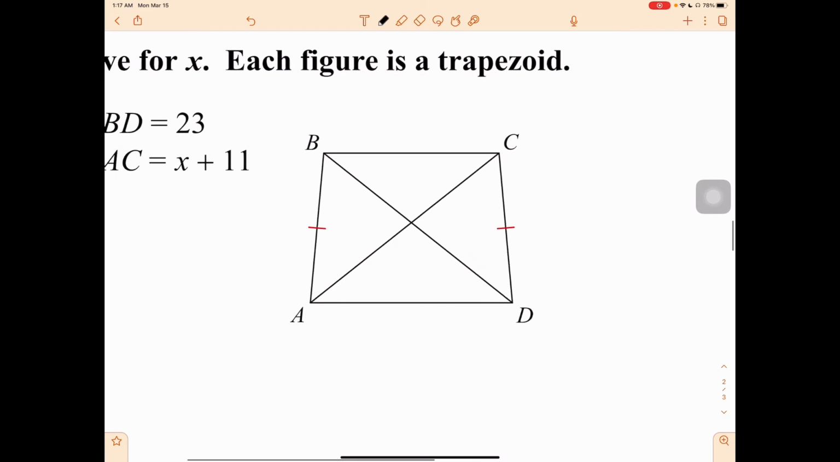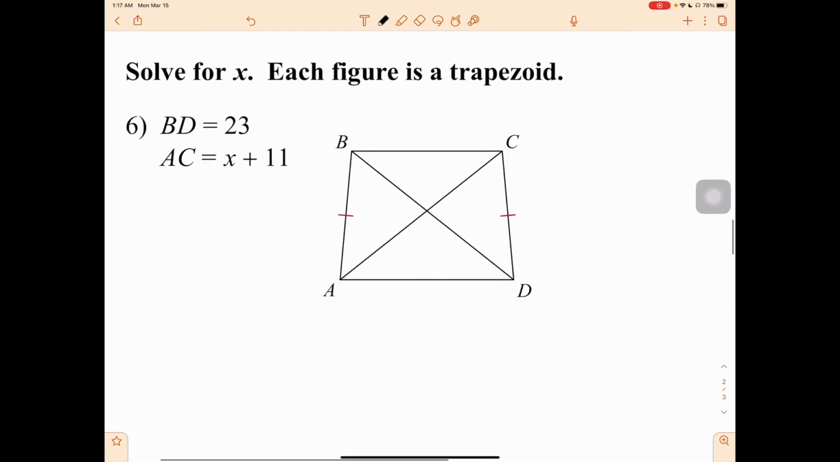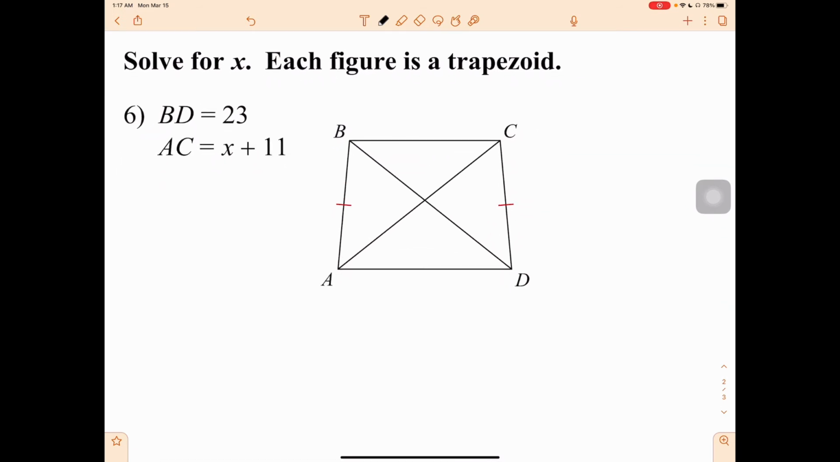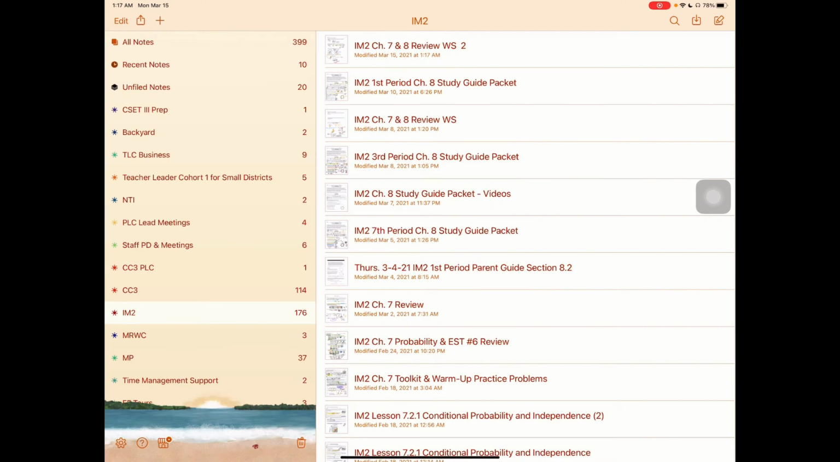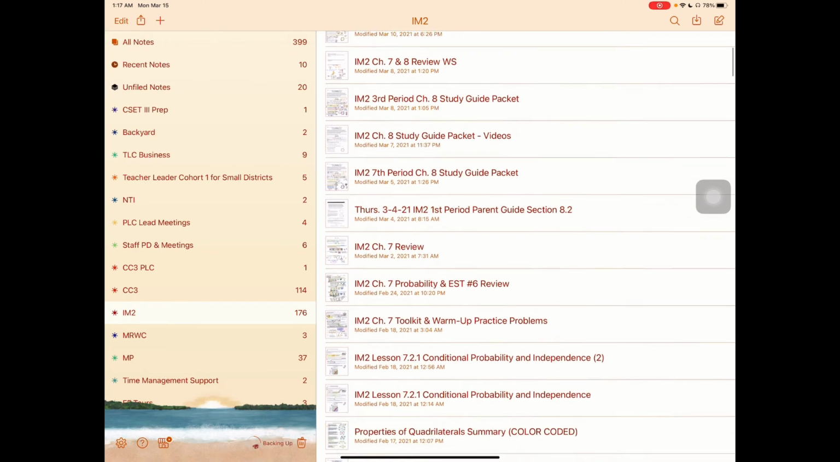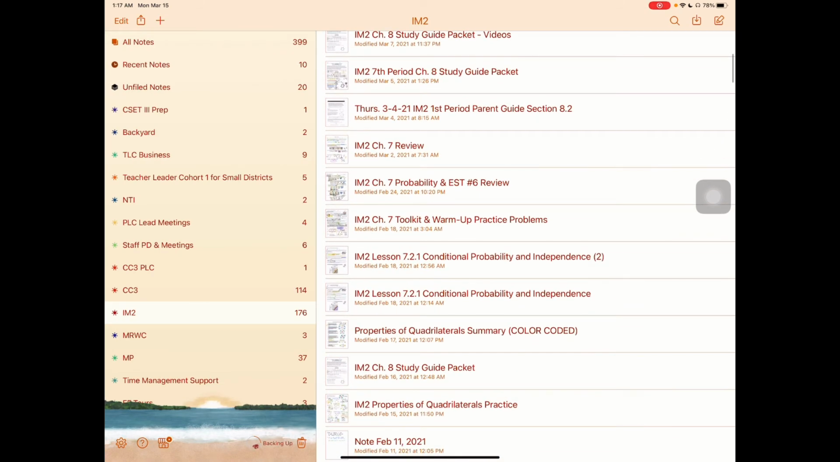All right, here it says each figure is a trapezoid. Okay, so now this one's pretty nice. So it looks like here, let's go back. I'm going to show you what the trapezoid looks like in your Chapter 7.